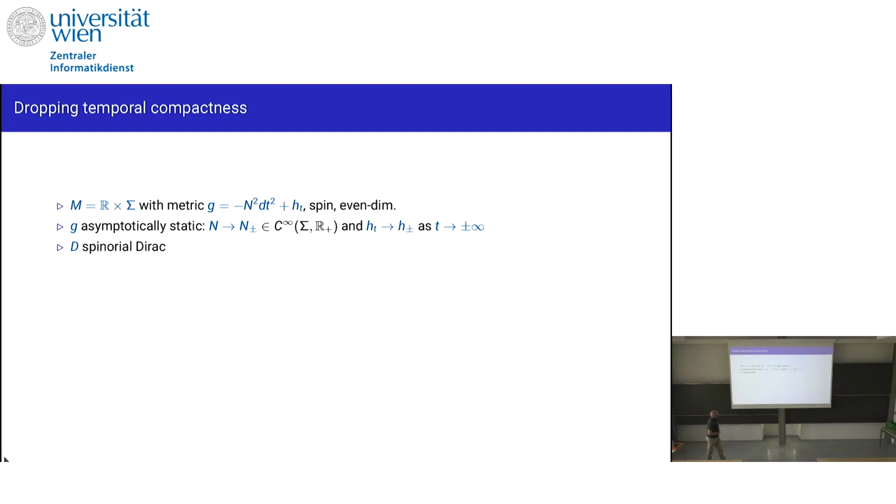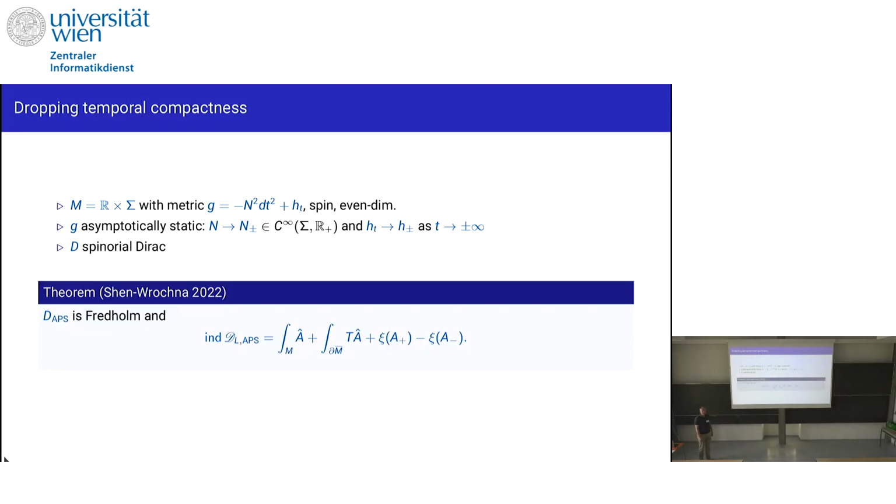And then we look at the spinorial Dirac operator, and it turns out that again we get a Fredholm operator on suitably weighted function spaces. And the index of this Dirac operator with APS boundary conditions is again of the same form as we have seen earlier, except here, this contribution of the transgression form is now at times plus and minus infinity. So you have to first compactify your time in a suitable way, and then you can write down this transgression contribution. And that's due to Michal and Shen from last year.